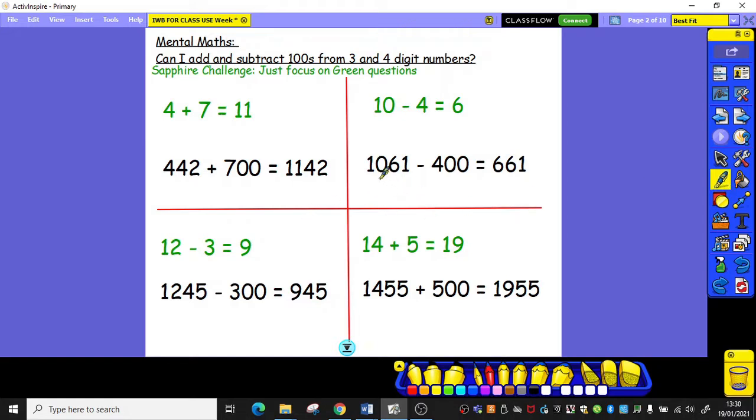However, if I'm subtracting 400 from 1061, I'm going to get the answer 661. And I know this because of my number bonds. I know that 6 added to 4 will make 10, and equally 600 add 400 will make 1000.